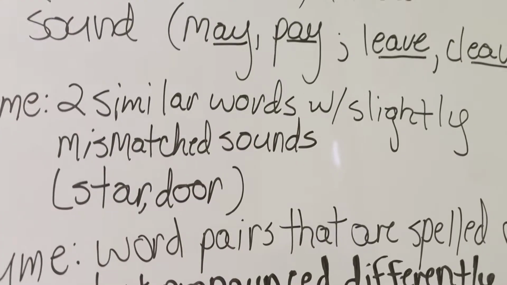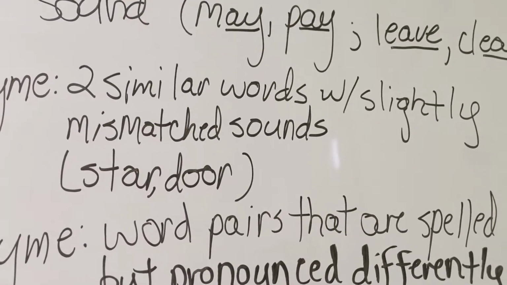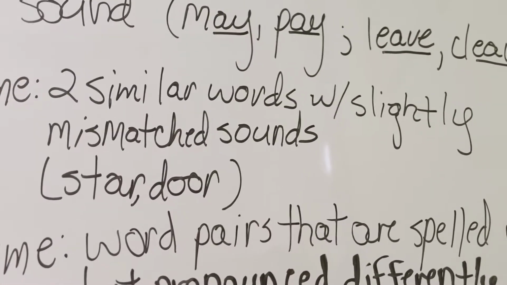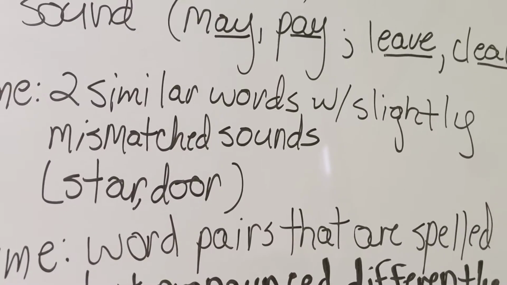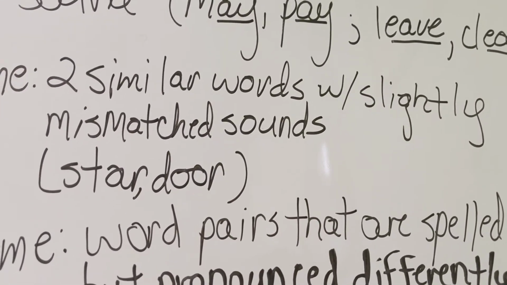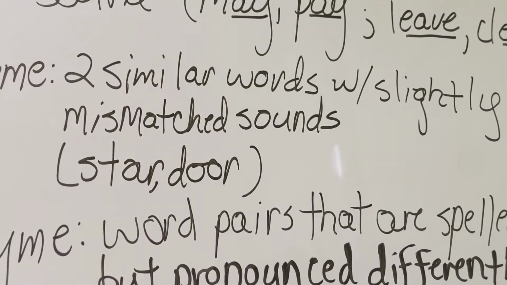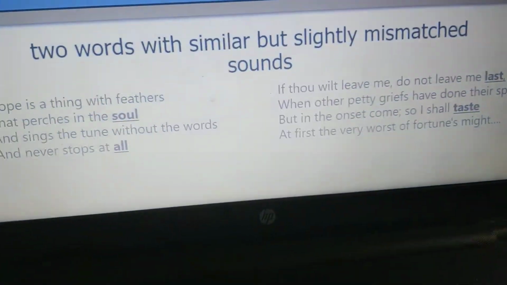So they have very similar sounds at the R, but you hear that different vowel sound. So they're two similar words in sound. That's what it means by similar, it means in sound. But they're slightly mismatched, just like a pair of mismatched socks. They're both socks, but they don't really match together. So let's look at the example I gave you in the PowerPoint.